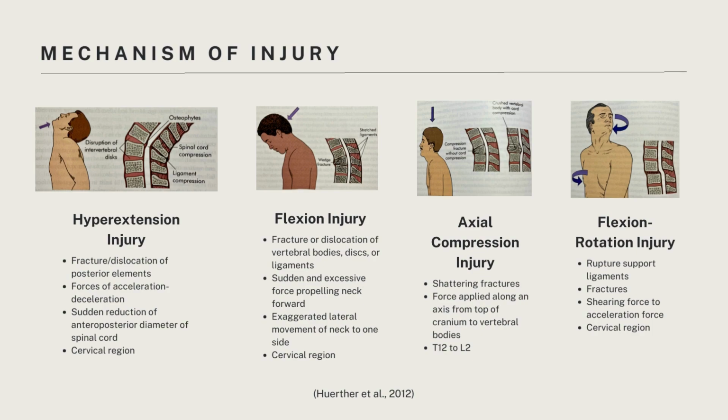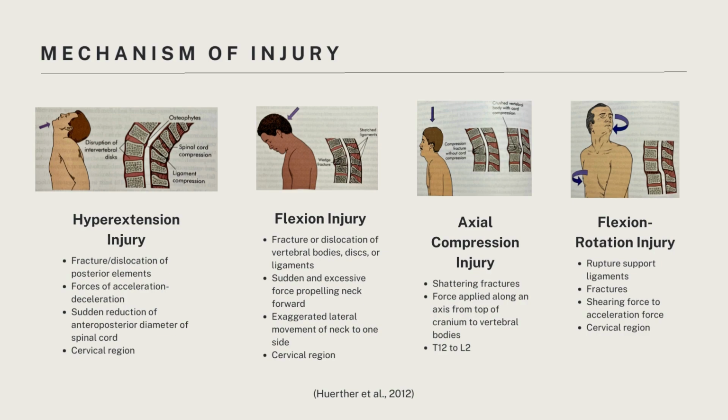The third is axial compression injury. This occurs when there is a force straight down from the cranium through the vertebral bodies, resulting in shattering fractures. It is most common in T12 through L2.